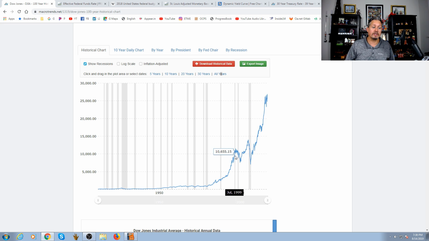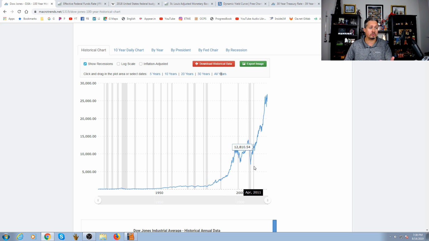Now, this bubble right here was basically a stock bubble. This one right here was a stock and a housing bubble. And many people, myself included, think that the next one we're going to see is a stock market, housing, and bond market bubble. That's really where a lot of the fear is coming from for what's actually happening.